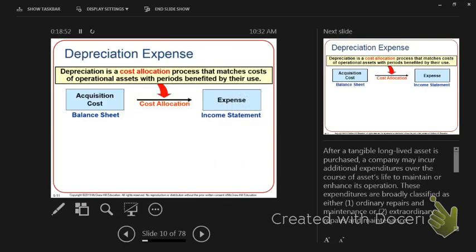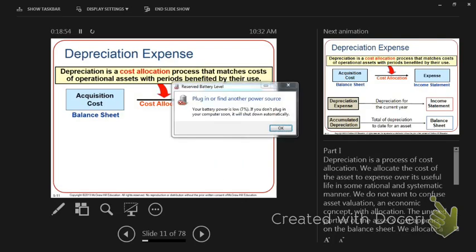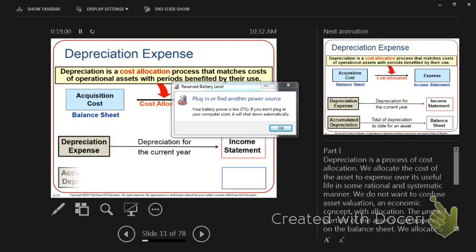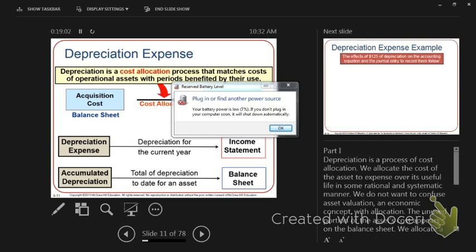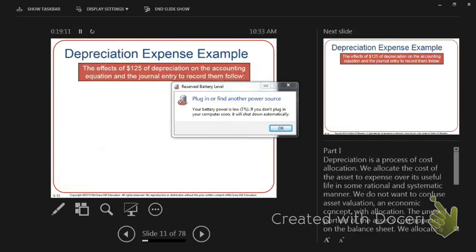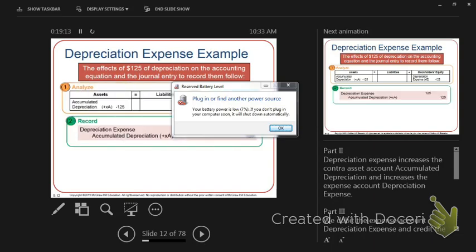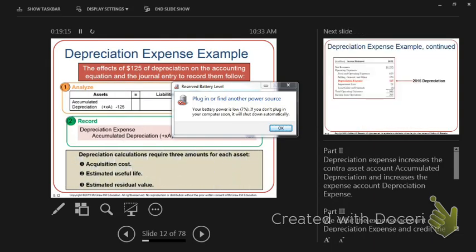All right. So the cost goes on the balance sheet. The expense goes on the income statement. That hasn't changed. So when we're looking at depreciation, nothing has changed with how you guys are looking at it. Accumulated depreciation goes on the balance sheet. Depreciation expense goes on the income statement. Journal entry for depreciation, nothing has changed.